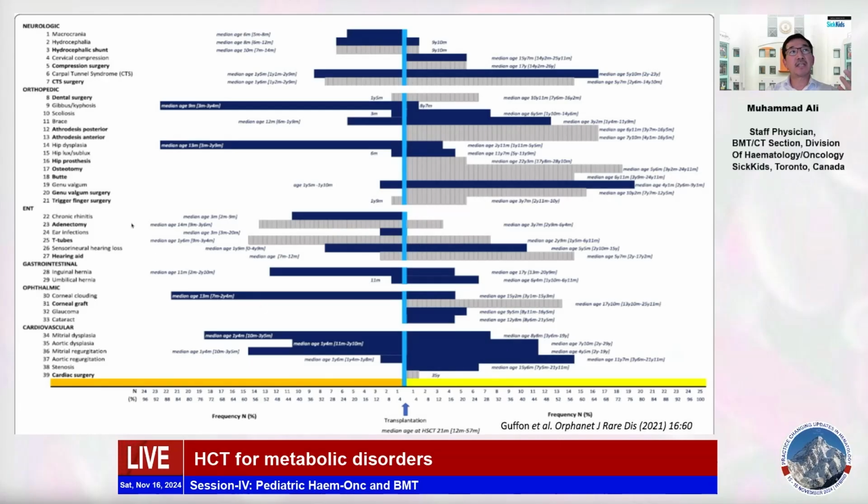So as we can see, the majority of these late effects are related to the bones and joints requiring surgical correction. Unfortunately, patients with Hurler syndrome, even after transplant, will still develop bone-related and joint-related complications, because bones are very hard to reach areas even for the transplanted macrophages and monocytes.